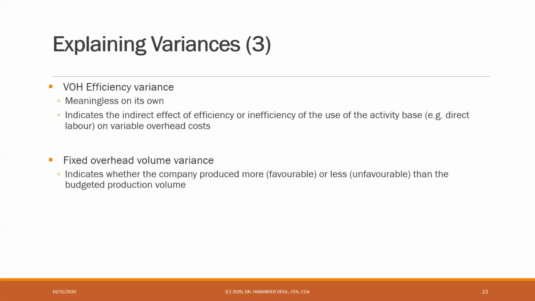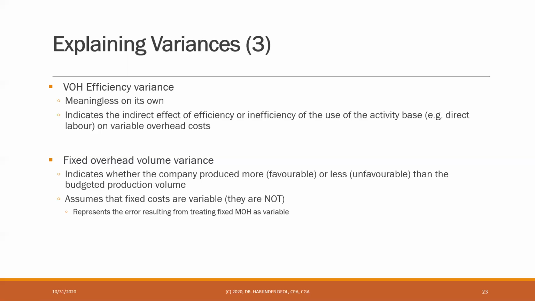What ends up happening is that the company, in using standard costing, applies fixed manufacturing overhead on the activity base, so based on direct labor hours or machine hours. In reality, fixed costs are not variable. So this is basically an error on the part of company management treating fixed manufacturing overhead costs as if they were variable.